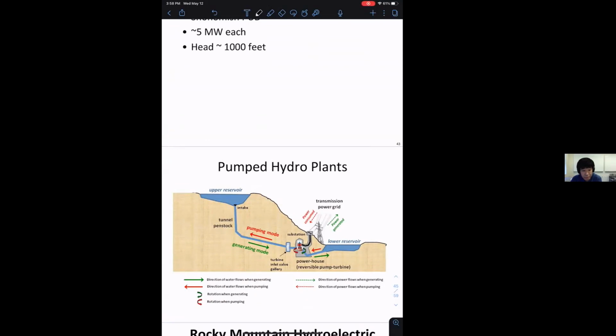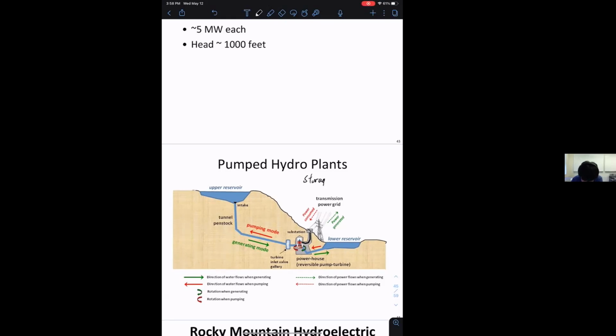The point of doing this is really to use this as a storage device. Think of this as a big battery. Today, the only kind of large-scale storage we have is actually pump hydro. Most of the long-term storage we have on the grid comes from these large pump hydro plants. These power plants pump water up and downhill. Of course, it's not 100% efficient, but these are the ones that we can make large.